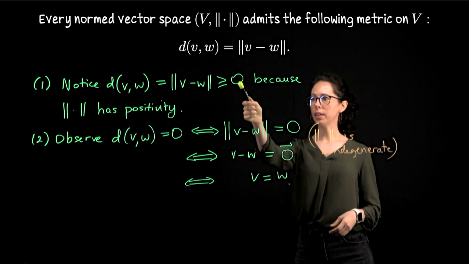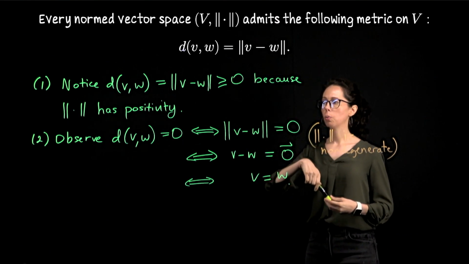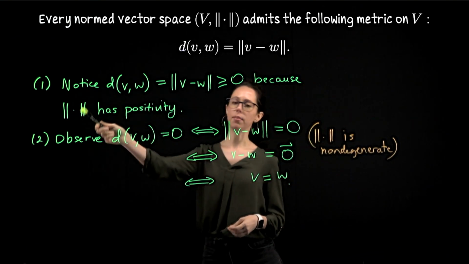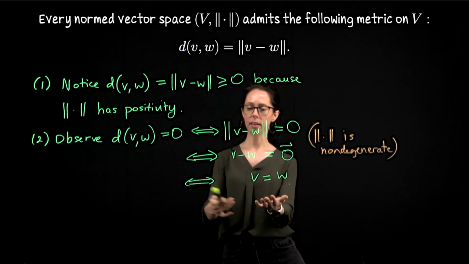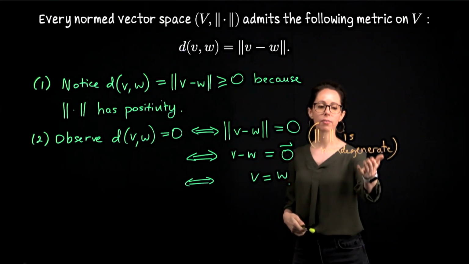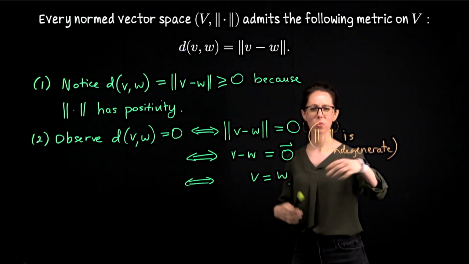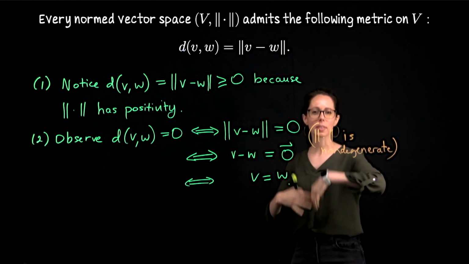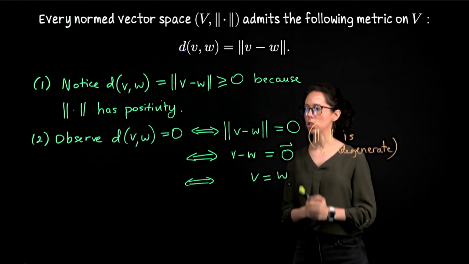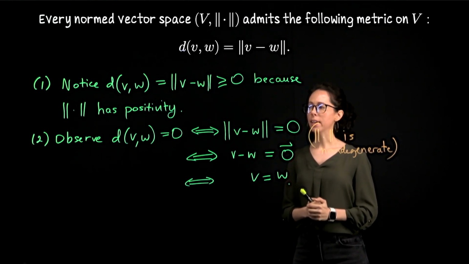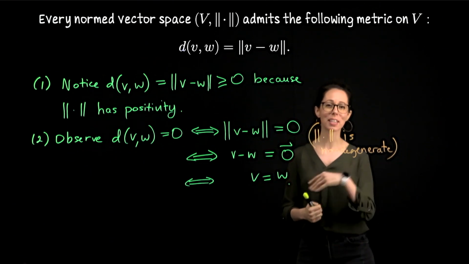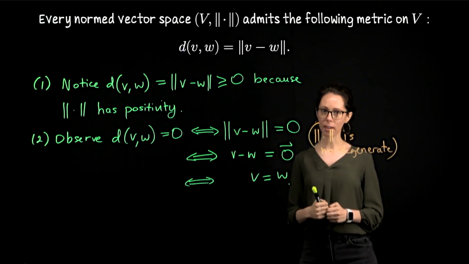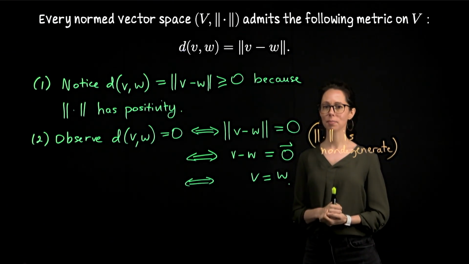Okay, so positivity of the metric was inherited from the positivity of the norm. Similarly, non-degeneracy of the metric was inherited from the non-degeneracy of the norm. That's really what it means to say that the norm is inducing the metric. But we have two more properties to check. And I think I would like a little bit more room. So let me erase this and come back and do symmetry and also the triangle inequality.